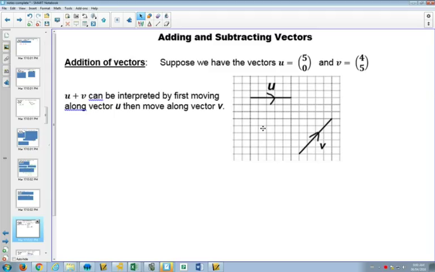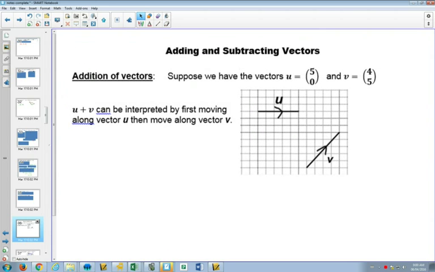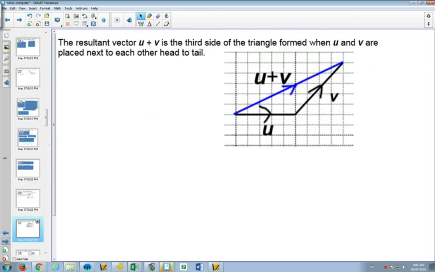If you wanted to put them together, all you have to do is take your vector v, oh, it's stuck there, and add it on to your vector u. So you go in your u direction first, and then you go your v direction afterwards. So there you have the vector u plus v.